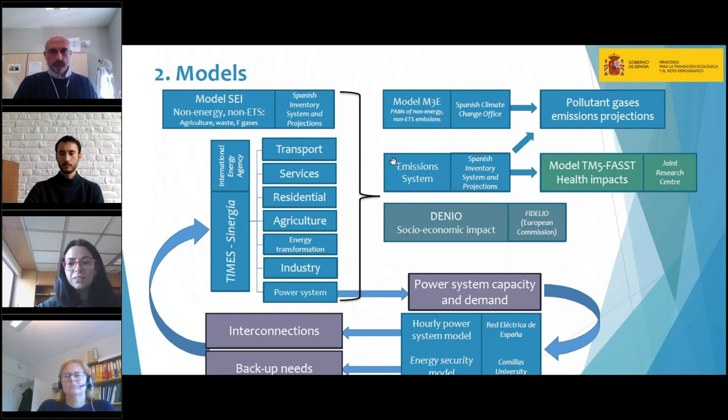And after that, we use both the results of the energy sector and the results of the gas emissions to analyze the economic impact with an input-output model developed by the European Commission that is based on FIDELIO, whose name is DENIO, and was developed by a research center in Spain, the BC3. We also included the health impacts by using the model TM5-FASST, which estimates the main pollutant concentrations in a geographical dimension for Spain.